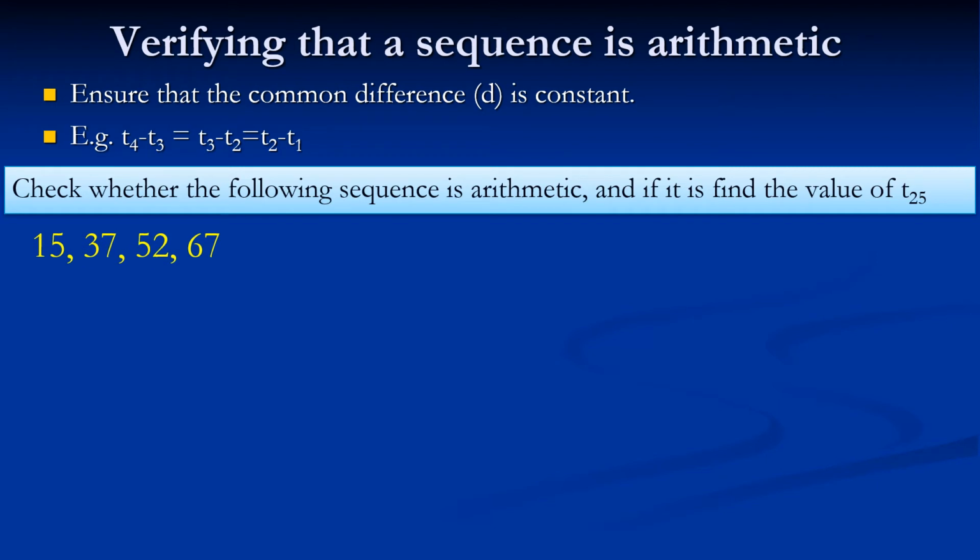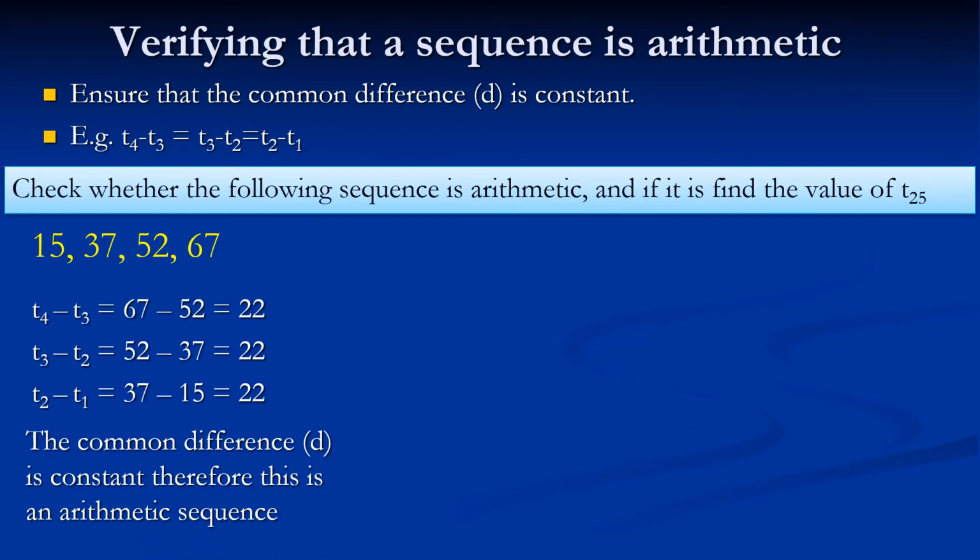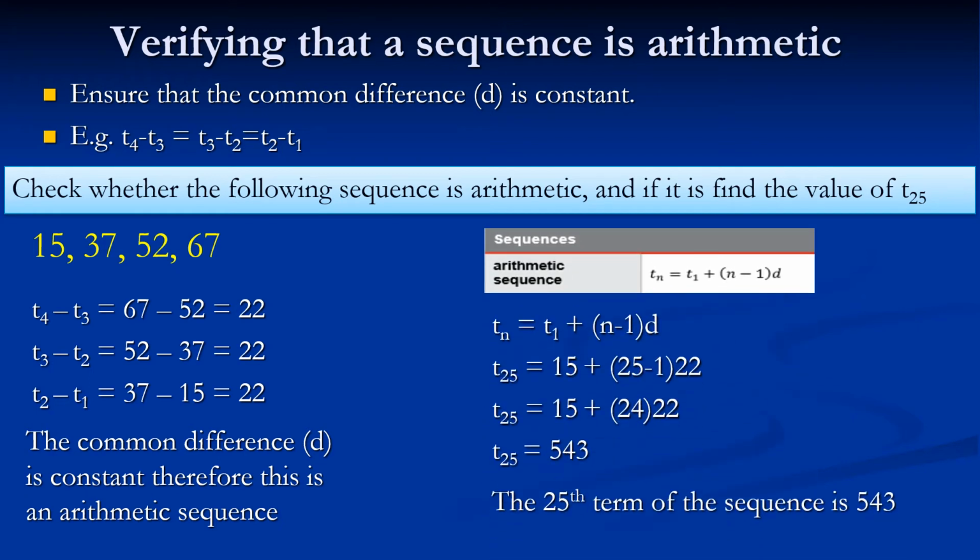So here we have our first 4 terms, so 15, 37, 52 and 67. Now if I were to subtract them, so 67 take 52 is 15, 52 take 37 is 15, and 37 take 15 is 22. So the common difference is constant, therefore we have an arithmetic sequence. Now we need to use that formula to generate the 25th term. So that's this one here.